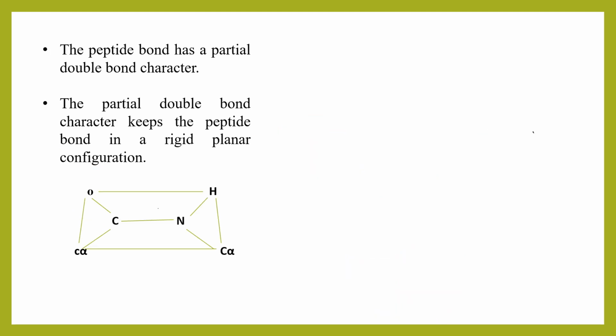Now you see that the peptide bond has some characteristics. This point says the peptide bond has a partial double bond character, which means the bond formed between the alpha carboxyl group and the alpha amino group, although it seems to be a pure single bond, actually acts as a double bond. Therefore the peptide bond has a partial double bond character.